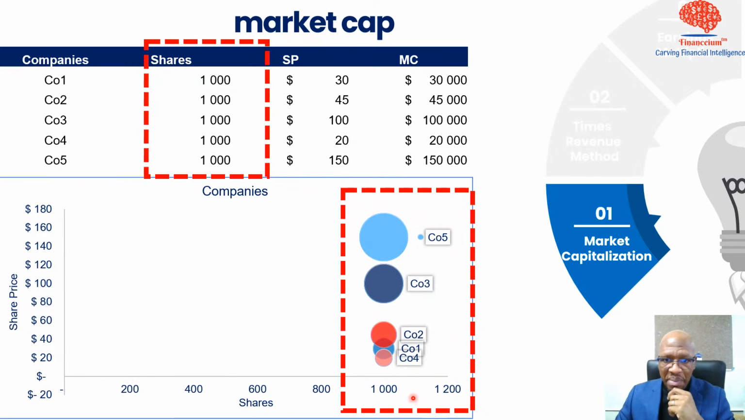Now you can see from this that company number 4, with the lowest share price, as you would have thought, will have the lowest market cap. As you can see, the smaller bubble is your company number 4, and company number 5, with the highest share price and the same number of shares, will have the larger market cap, as shown here. Or we can look at it differently, where we look at the same share price, which happens often, but the same company with the same share price but different shares outstanding.